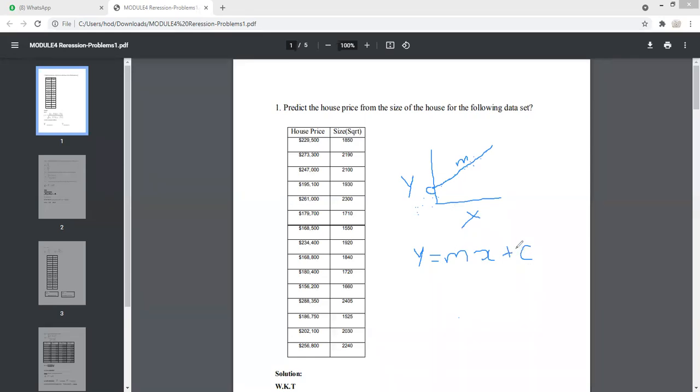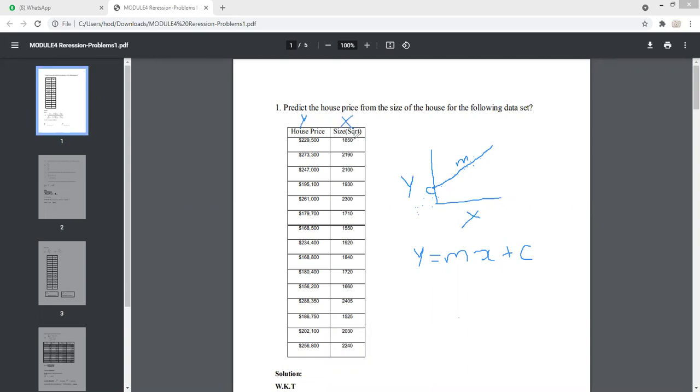Once you find this equation, you can substitute any value here. Once you find the m value and the c value, they remain constant for one particular linear equation line. Then for any value of x you give, you can predict y. You are supposed to predict the house price here, so this is your y, and this is your x.